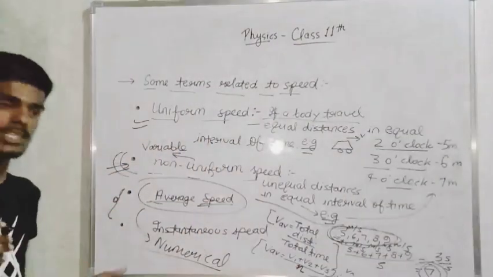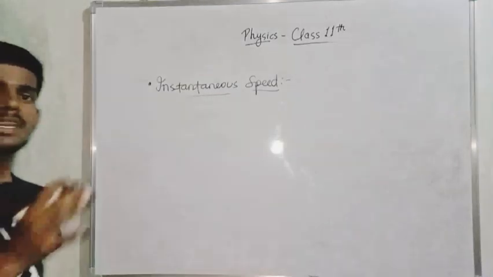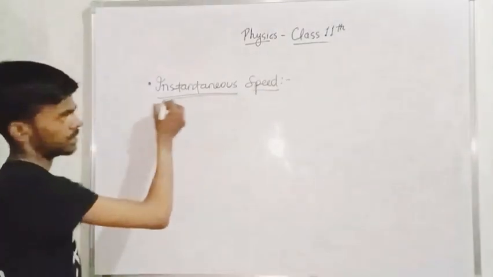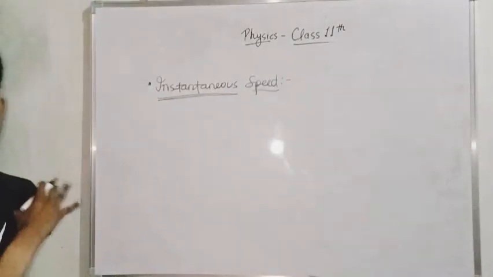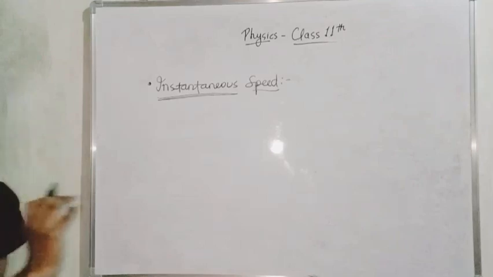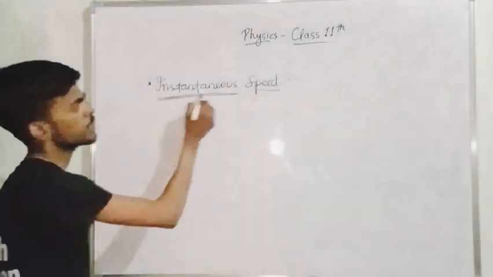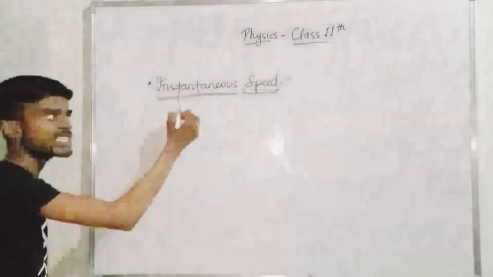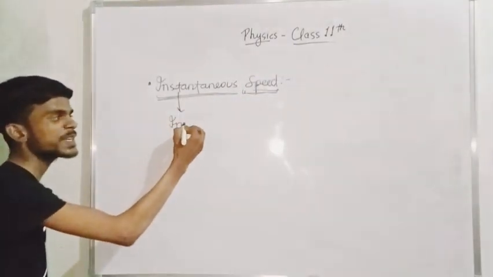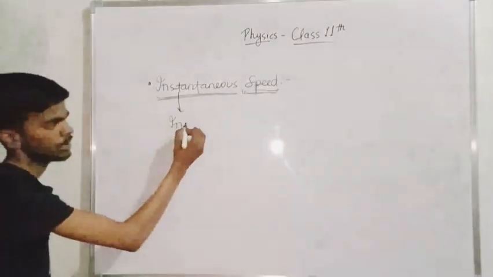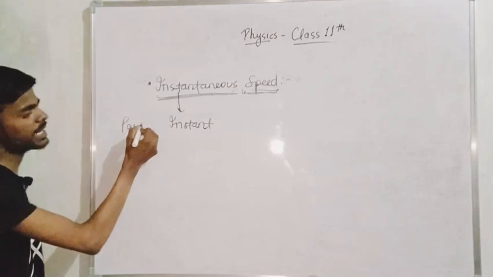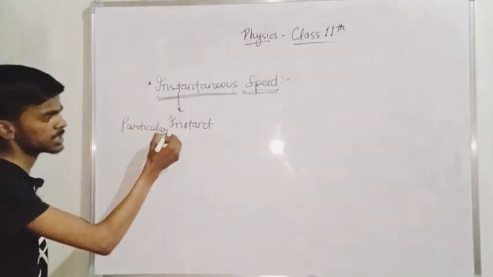Now let's talk about instantaneous speed. The next term which is related to our speed is the instantaneous speed, and we can define it in the same manner we defined the previous three terms. We had already defined what speed is, and instantaneous speed means the speed at a particular instant. The value of speed at a particular instant is defined as instantaneous speed.